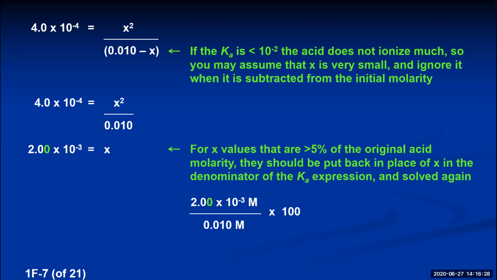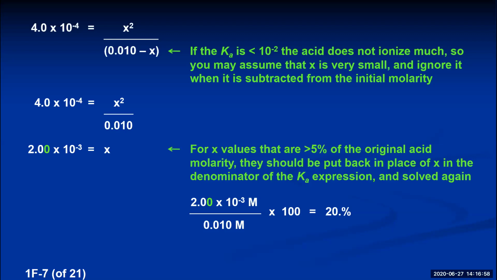So in this case, let's see if we need to do that. I'm going to do a little test here. I'm going to take my x value, 2.0 times 10 to the minus third, divide it by what the original molarity was, what I'm subtracting the x away from, and multiply it by 100. Let's see what we get. If we get less than 5%, then we're fine. But in this case, we get 20%. So that means our assumption of x being so small that it's kind of like 0 in the denominator really wasn't a good assumption to make.